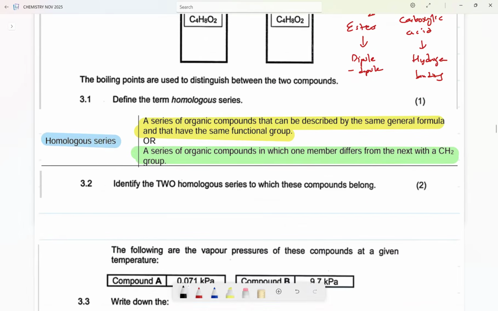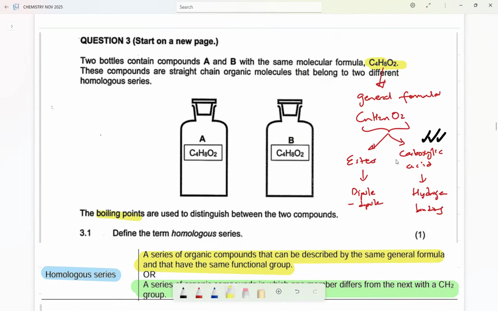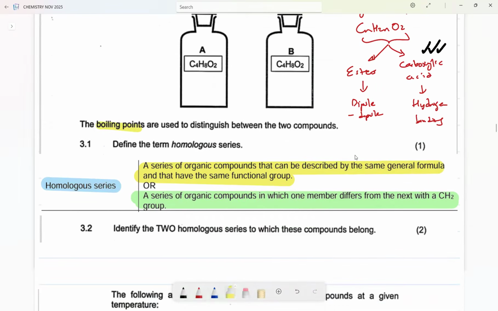So they say the boiling points are used to distinguish between the two compounds. Yes, boiling point will tell us, because the one with the highest boiling point will be the carboxylic acid compared to an ester. Okay, define the term homologous series. So a homologous series, you can define it as a series of organic compounds that can be described by the same general formula and have the same functional group. Or someone might say a series of organic compounds in which one member differs from the next by a CH2 group, however you define that one.